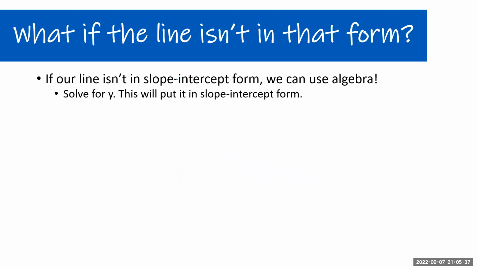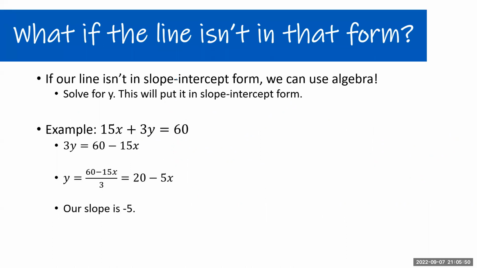Now, if you're given no points, and then you're also given an equation that's not in slope-intercept form, you can solve for slope-intercept form, okay? Solve for y. That's all you need to do. Solve for y and simplify. So for example, you're given 15x plus 3y equals 60. Well, move that 15x over to get this step, and then solve for y. Here, you're going to have y equals 20 minus 5x.